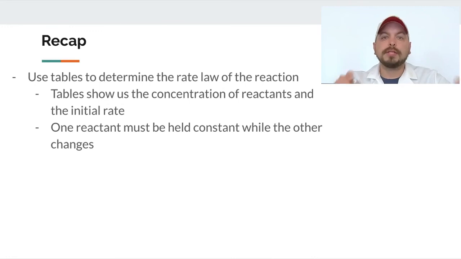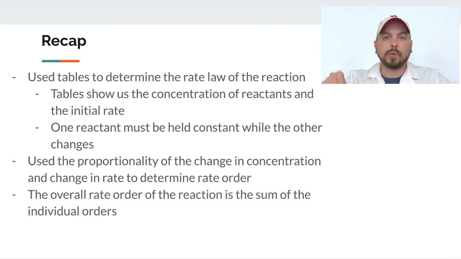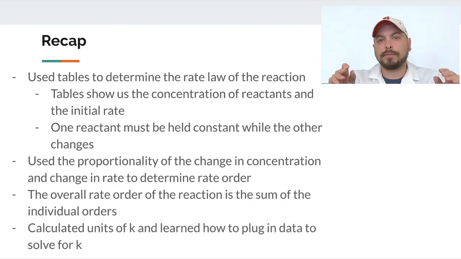So that wraps up today's video. Today we use tables to determine the rate law of a reaction. And remember, the tables are going to show us the initial concentrations and the initial rate of the reaction. In order to use tables by themselves conceptually to determine the rate order, we need to make sure we're holding one reactant steady and constant while the other is changing. We then use the proportional effect of the change of the concentration versus the change in the rate to determine the rate order with respect to that reactant. The overall rate order of the reaction is simply the additive of the actual orders of each individual reactant. We then determine the actual value of units of the K for any rate law.